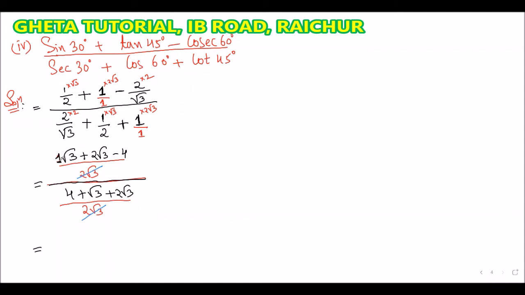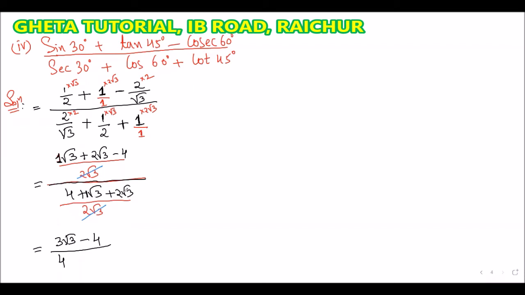3 root 3. 1 root 3 plus 2 root 3 will come here as 3 root 3. Correct. 1 plus 2 is 3, minus 4 as it is, divided by 4. This denominator 4 is as it is. Now here also we do not have any values, so I write here 1.